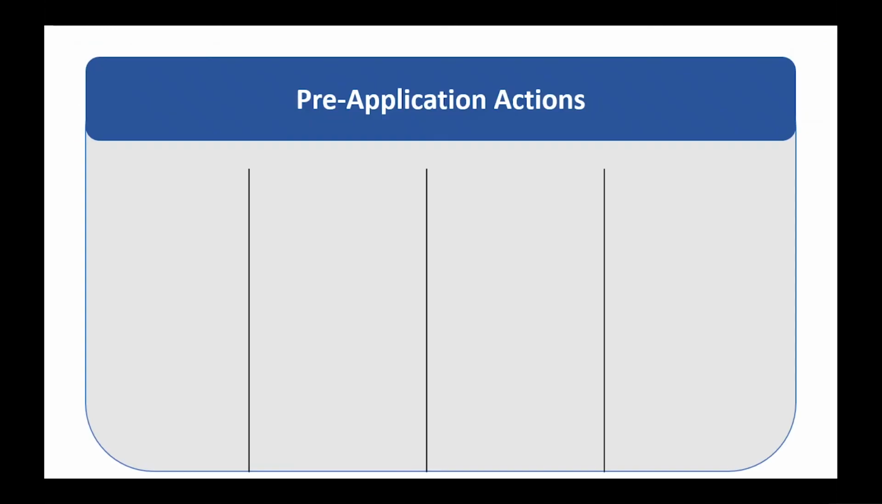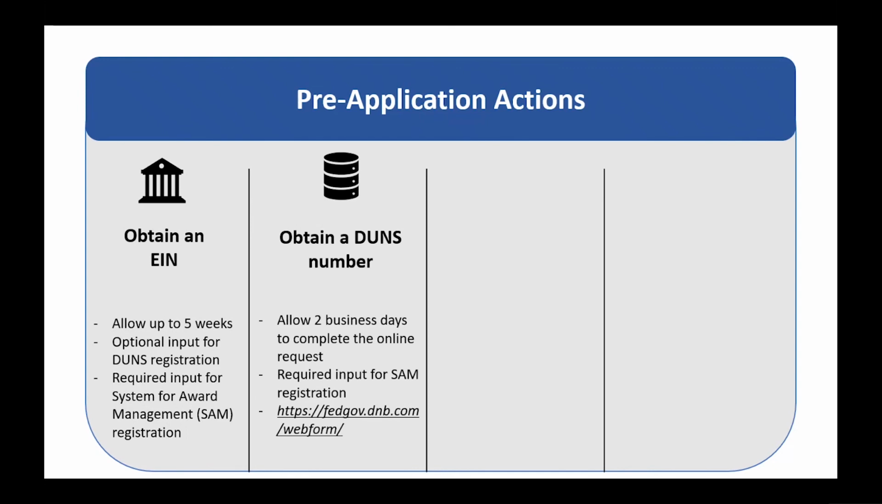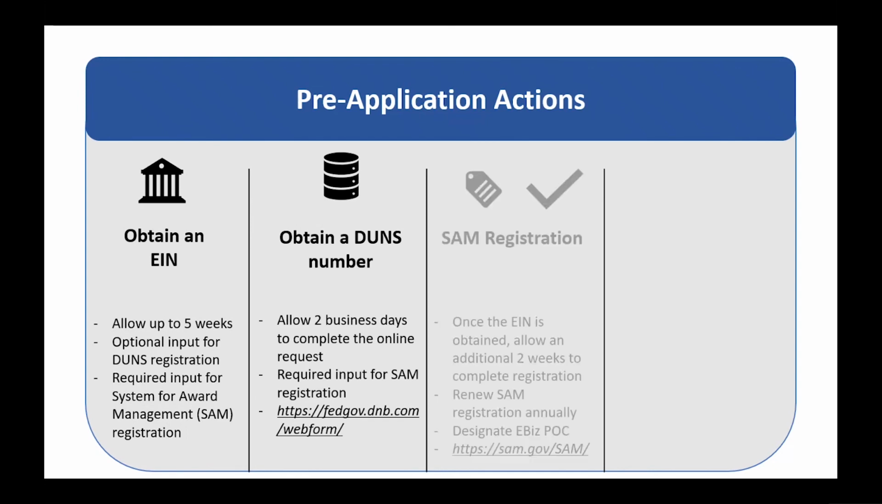The best advice that we can provide applicants is not to wait until the last minute to submit your application in grants.gov, as there are several pre-application steps that you must take. First, you must obtain an EIN number if you do not already have one. Please note, this can take up to 5 weeks. You will also need to obtain a DUNS number, which generally takes 2 business days.